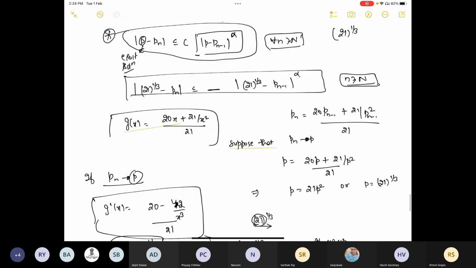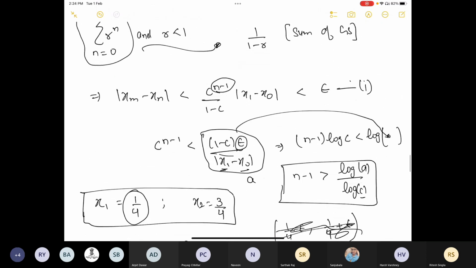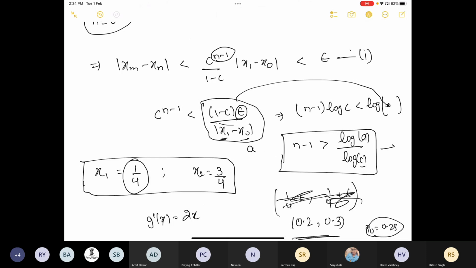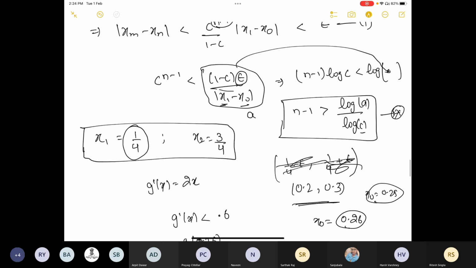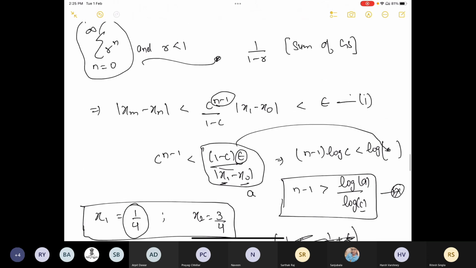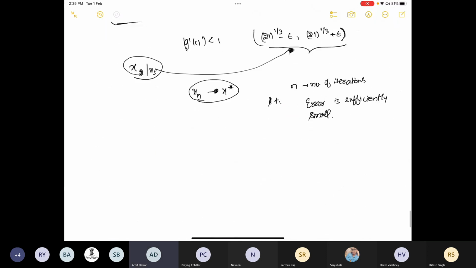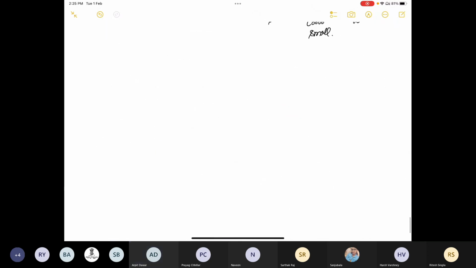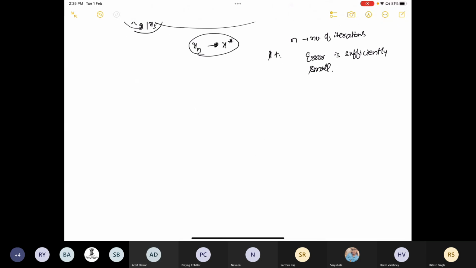Let me see here only. Yeah, we have discussed it. Are you guys able to recall these things? How can we find the number of iterations in the fixed point iteration method? Or do I need to do it again? So please give one example of how to find the number of iterations.